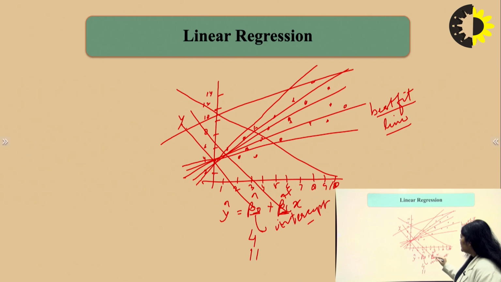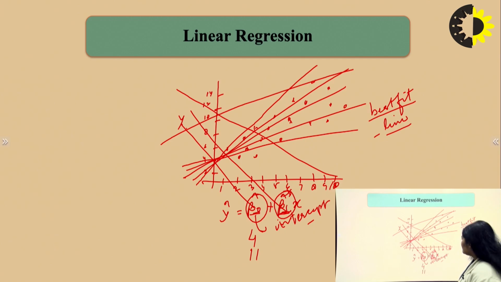While beta 1 controls the slope, the slope could be positive or negative, and with that information we are able to draw multiple lines in this two-dimensional space. Now, among these lines, which one is best fitting, or which one best represents this given data, so that I would be able to predict future values as accurately as possible? For that, I need to find out or estimate the value of these coefficients.